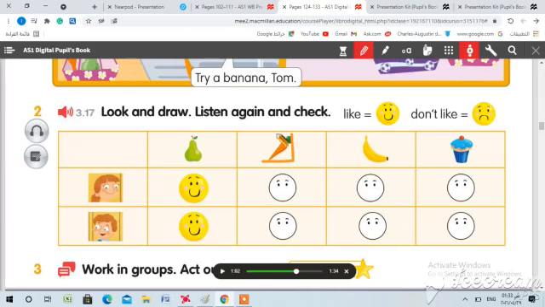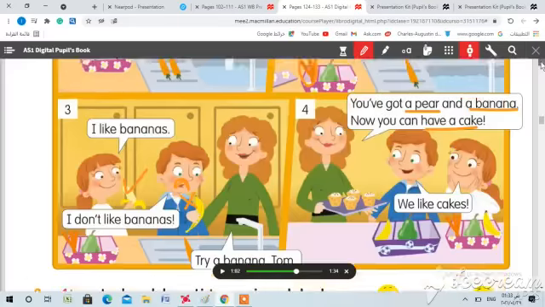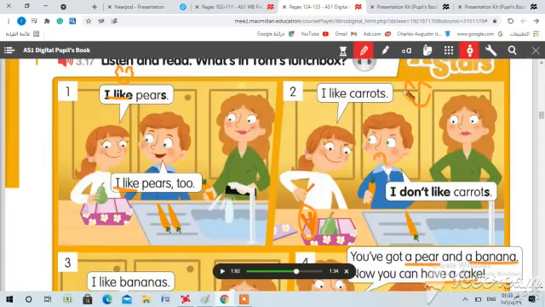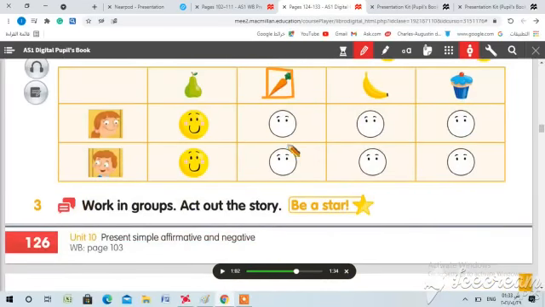Now let's move to the second picture here. This is a carrot. Does Sarah like carrots? Let's go back to picture number 2. Sarah says, I like carrots. So we have to draw a happy face. Now what about Tom? Tom says, I don't like carrots. So you have to draw a sad face.